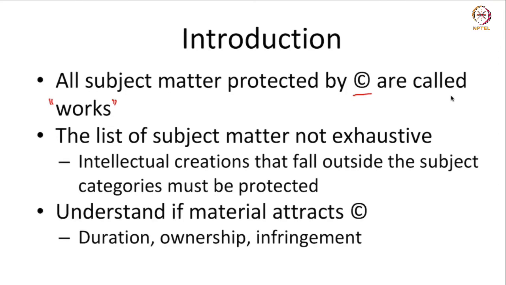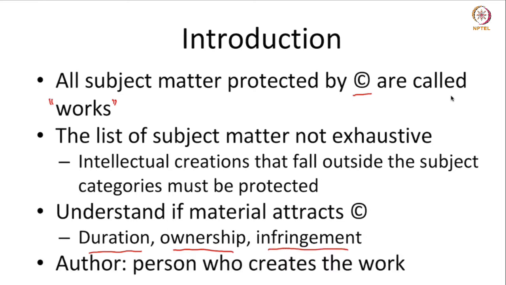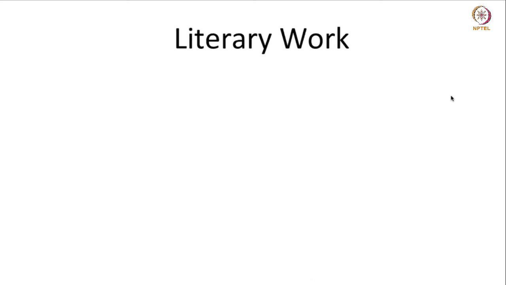To see whether something qualifies for copyright protection, we need to see what is the duration of the work and who is the owner, and also determine how it can be infringed. The author normally refers to the person who creates the work. Now, there are different types of works that can be protected by copyright.